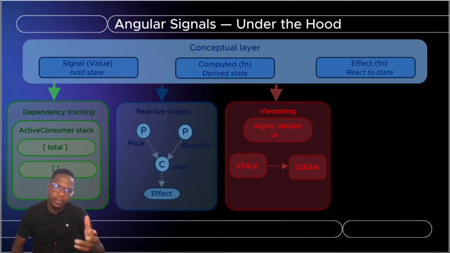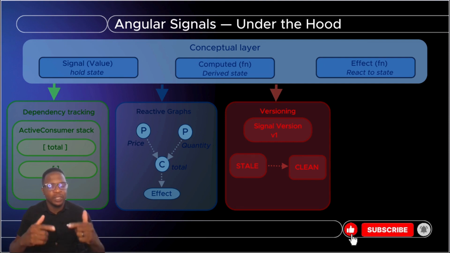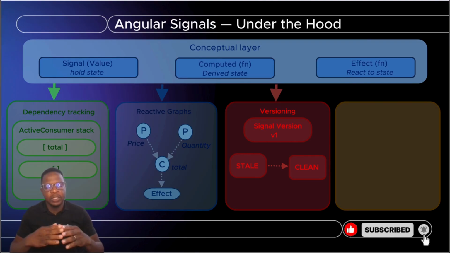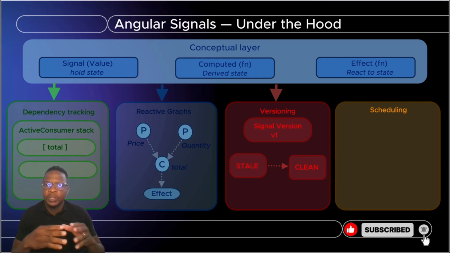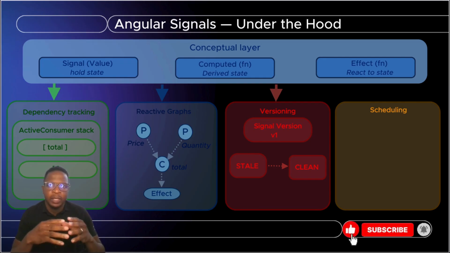With the final piece of the system, that is scheduling. Up to now, we have understood that dependency tracking builds relationships, the reactive graph connects everything, and versioning marks what changes. Now the question is, when do things actually run? That's where scheduling comes into play. Scheduling controls when computations, especially effects, are executed after a signal change.